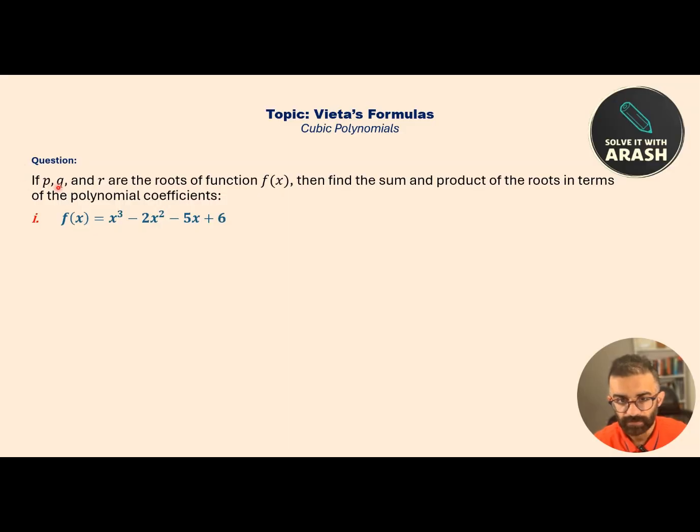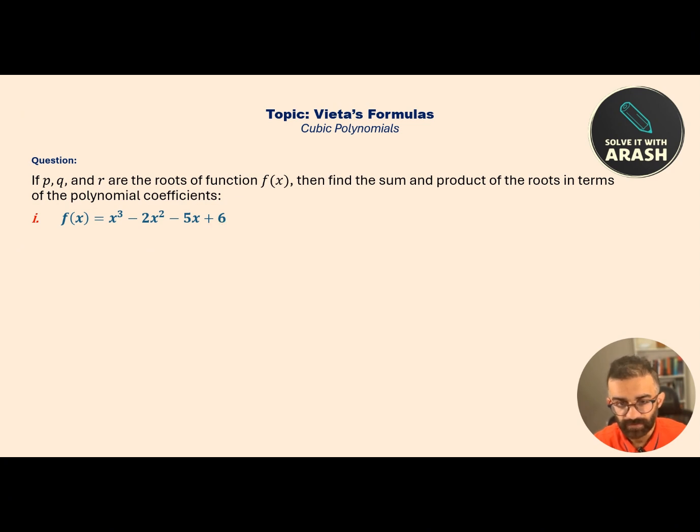If p, q, and r are the roots of the function f(x), then find the sum and product of the roots in terms of the polynomial coefficients: x cubed minus 2x squared minus 5x plus 6.